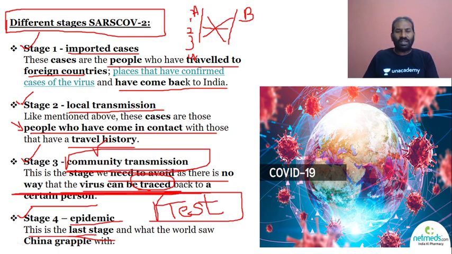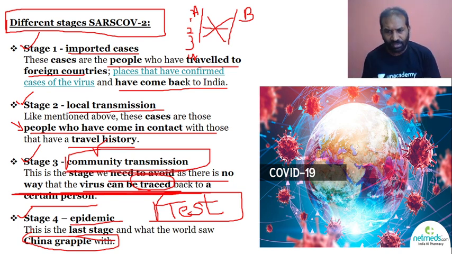What we have seen is that China grappled with that situation, wherein it went out of control and there was a total lockdown, continuous. We have seen China was locked down for how many days? Anyone has the idea? 76 days.